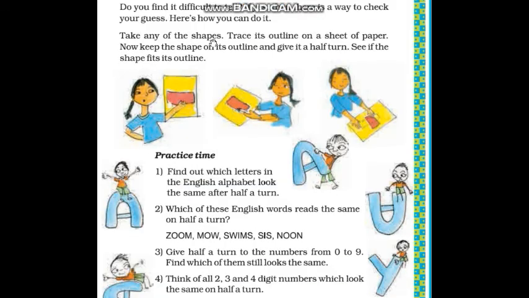Take any of the shapes: triangle, rectangle, pentagon, hexagon. Then trace its outline on a sheet of paper. Now keep the shape on its outline and give it a half turn. If it fits its outline, that means it will look the same on a half turn. Otherwise it will not look the same after giving a half turn.